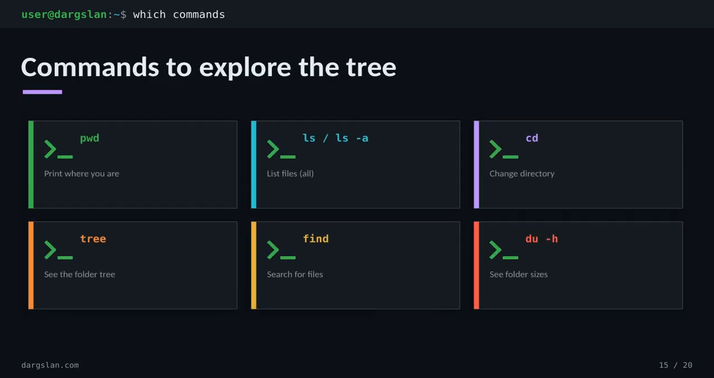Now that you know the lay of the land, let's pick up the tools to actually explore it. Use pwd to print where you are, ls or ls -a to list what's around, including hidden files, and cd to move between directories. When you want a bird's eye view, tree shows the whole structure, find helps you hunt down a specific file, and du -h tells you how much space each folder is eating up. Six small commands, and suddenly the whole tree opens up.